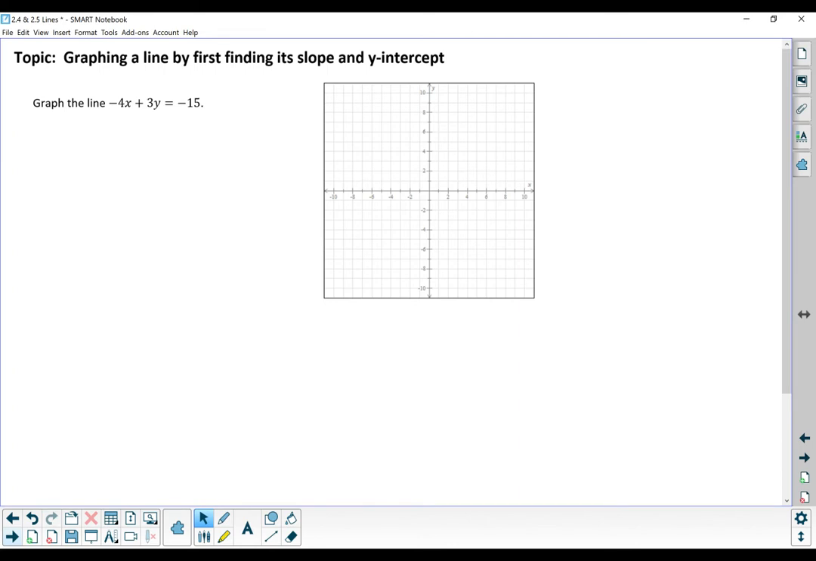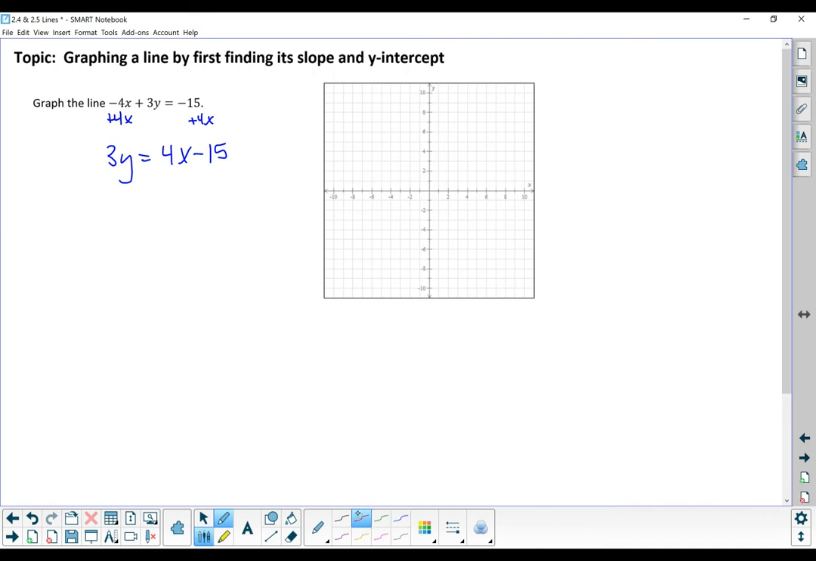You'll have another topic where you're graphing a line, but it is not in slope-intercept form. So in that case, you just want to manipulate the equation until you have it in slope-intercept form, also known as solving for y. So we want to get this y by itself. So I'm going to start by adding the 4x to the other side of the equation. And then I'm going to divide both sides of the equation by 3.